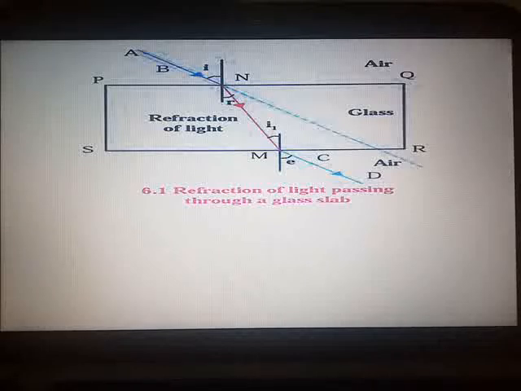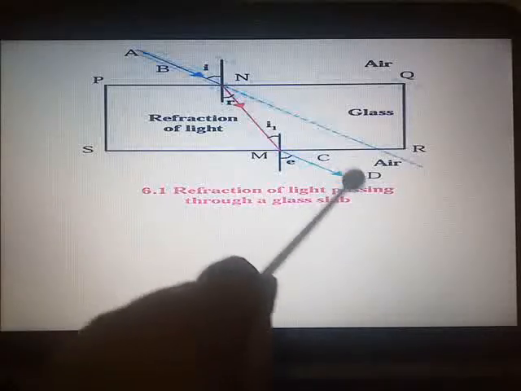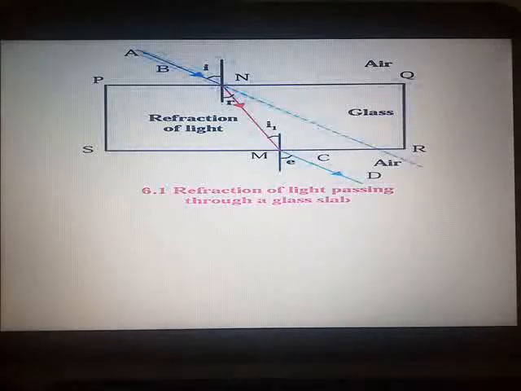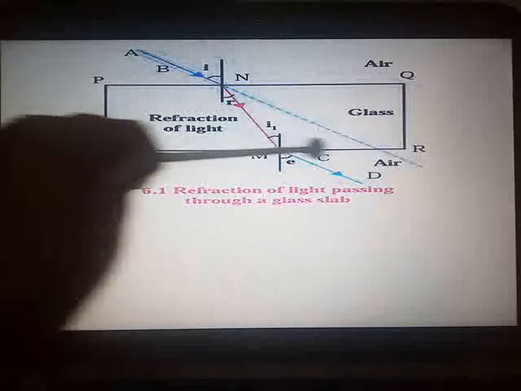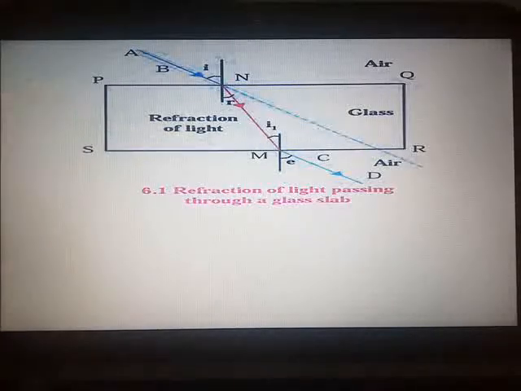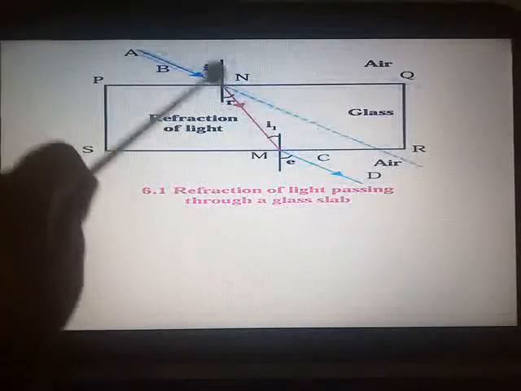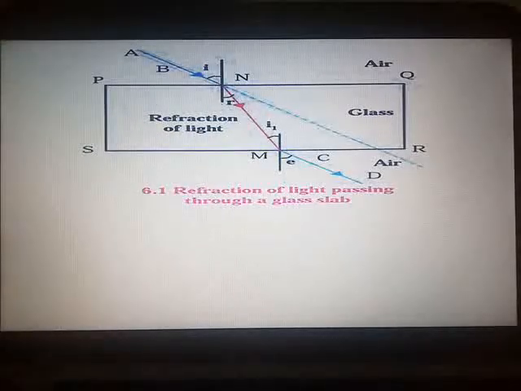Now remove the slab and the pins. That glass slab you are going to remove, and the pins, and you are going to draw a straight line going through the points C and D, so that it intersects this side SR at point M. Join points M and N. These points you are going to join.